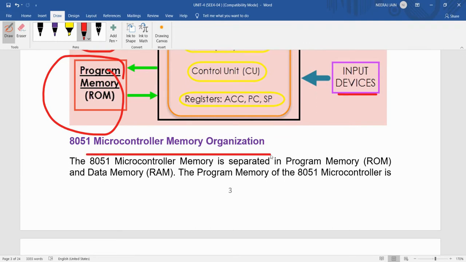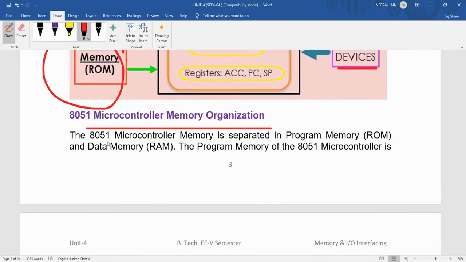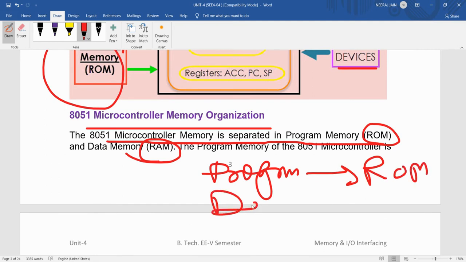So we can see the memory organization architecture of the 8051 microcontroller. It is separated into program memory, that is called the ROM, and data memory, that is the RAM. The program memory is generally ROM, and data memory is generally RAM.